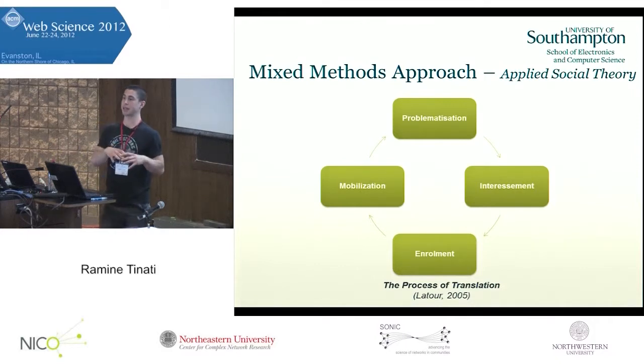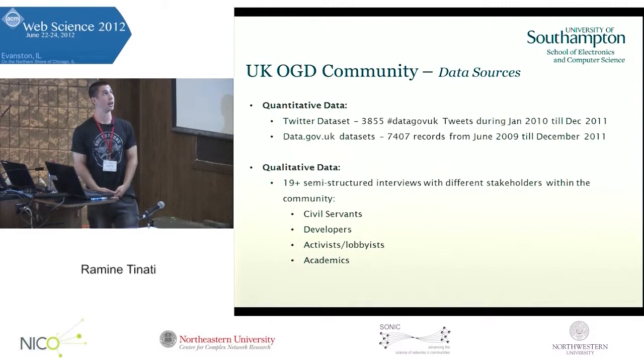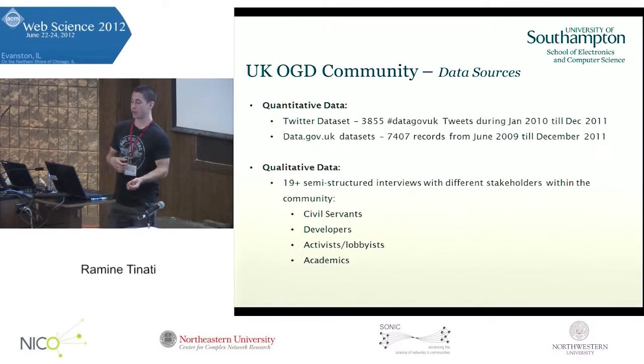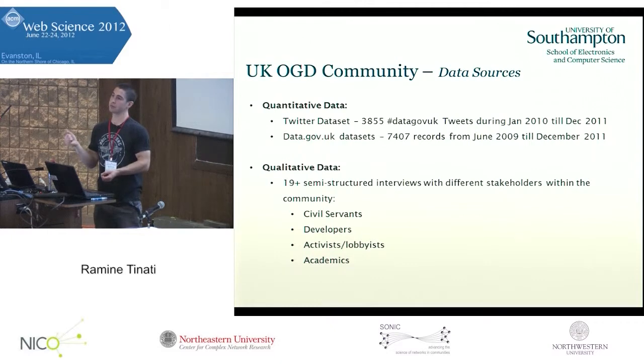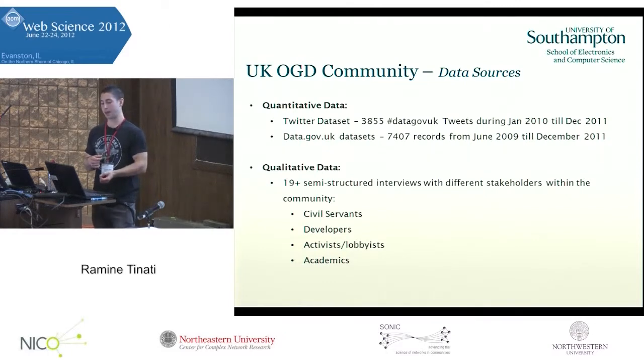This really comes at the higher-level theory of what I'm trying to say about how the web is. If we take the UK Open Government Data Community, I'll tell you how I used mixed methods on it to understand its growth and emerging properties. The quantitative data was a Twitter data set, looking at all the communications on the data.gov.uk hashtag from January 2010 to 2011, and also the data.gov.uk data set, which consists of over 7,400 records.